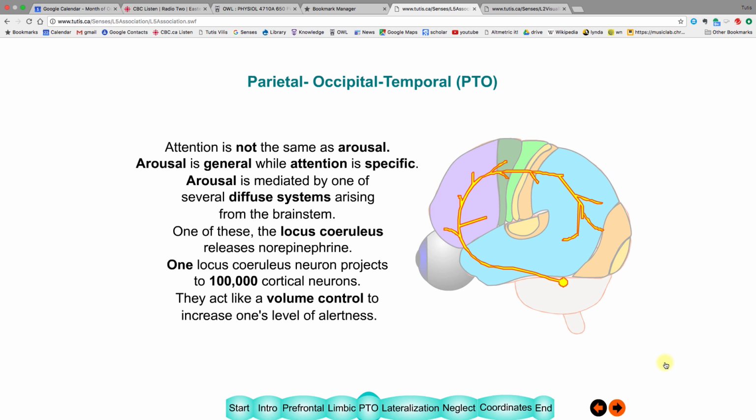Attention isn't the same thing as arousal. Arousal is something that happens when we drink, for example, coffee. And it involves neurons underneath your brain, in your midbrain, like the locus coeruleus, sending out a volume control to every part of the brain, making it more active. But it's sort of like a general change in octane to the brain. It doesn't focus the brain in any one particular area.